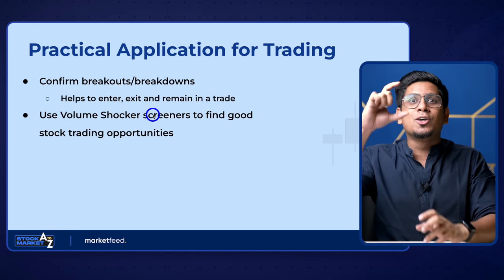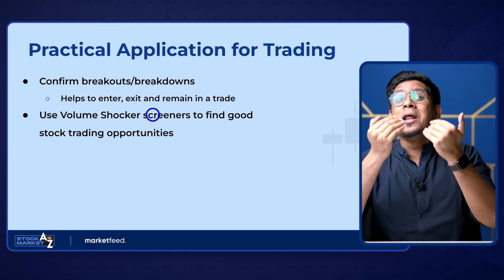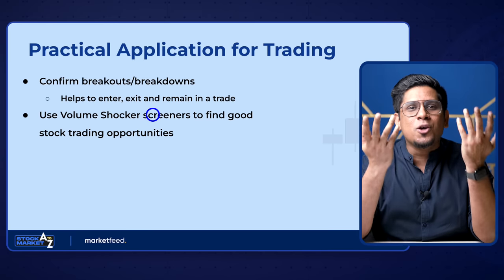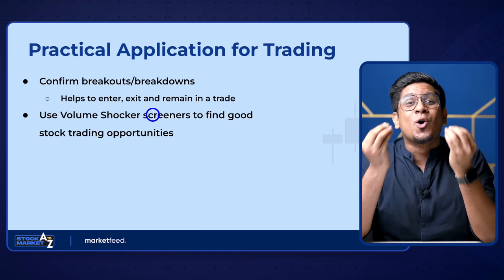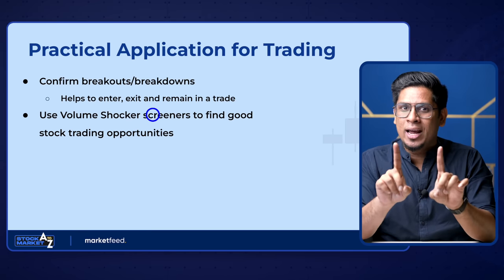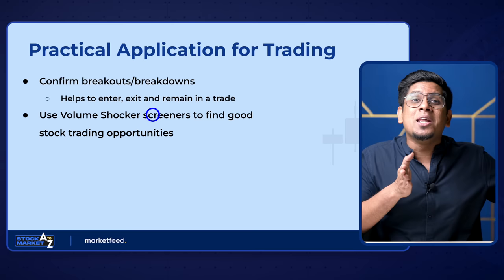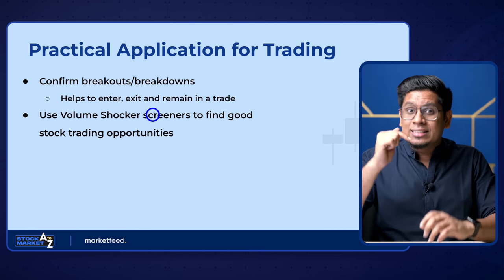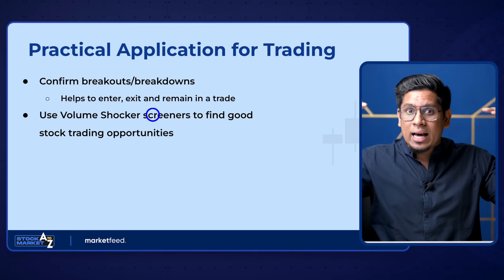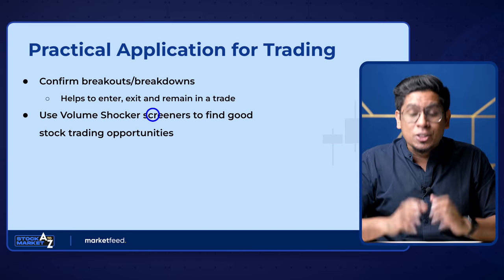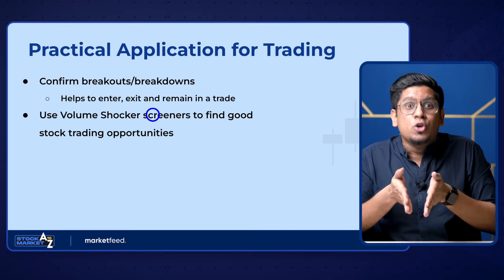So when you see that there is a good large green candle which is breaking a resistance and there is large volume also, what are you waiting for? You can initiate a long trade there. What did I do here? I just coupled all the different things that we learned over the last many videos, right? There is a large green candle breaking a resistance with large volume. Buy that stock there, right? So these are practical applications where you're using volume.